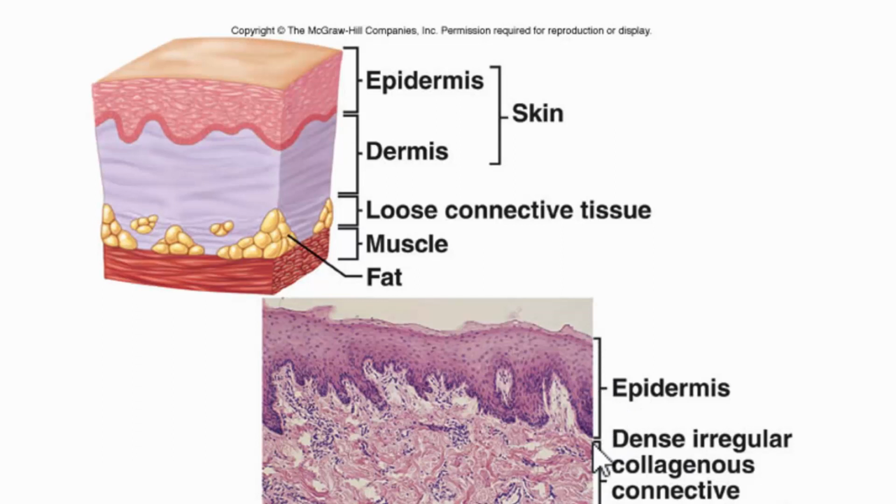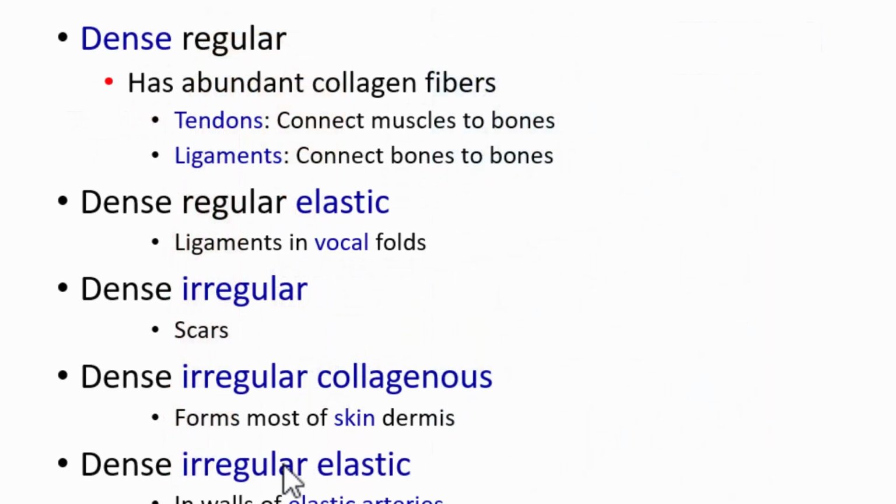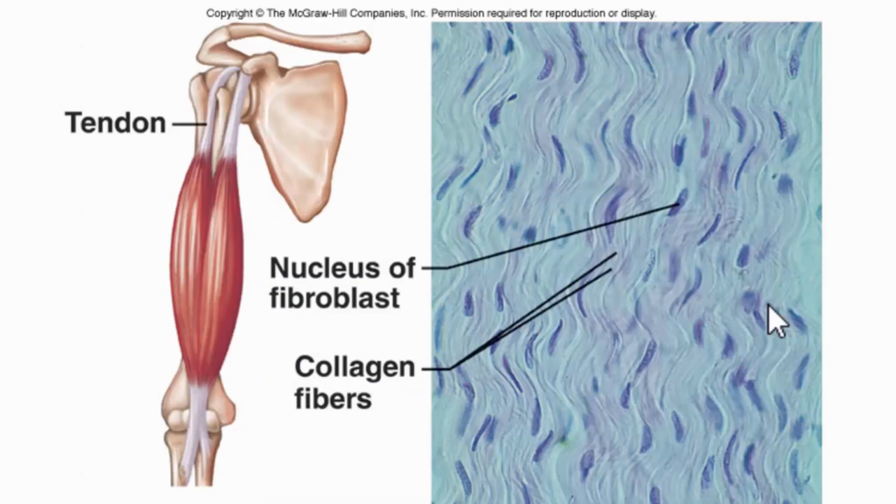Underneath that is going to be the connective tissue layer. And if you take a close look at that, it's just all over the place. It's pink. So this is our dense, irregular, collagenous connective tissue. Okay. And then we have our dense, irregular, elastic connective tissue. And we're going to see that in the walls of elastic arteries.